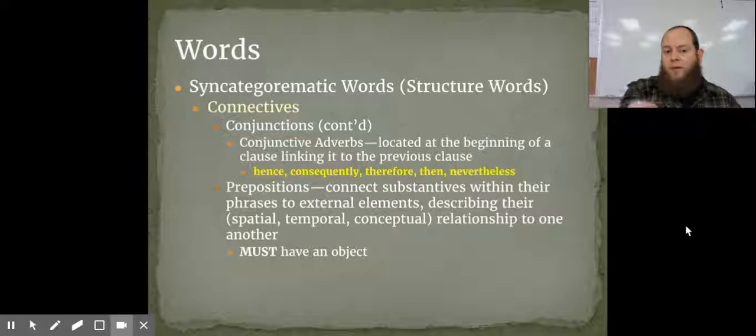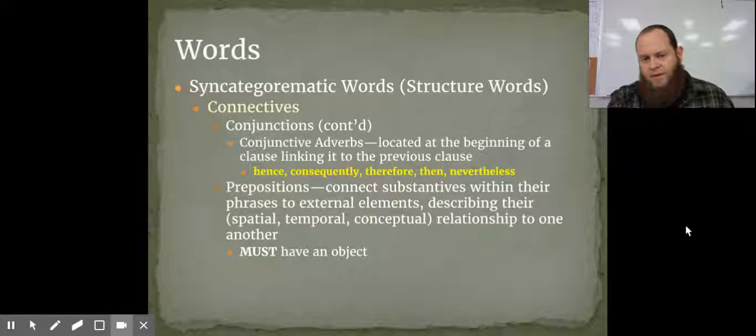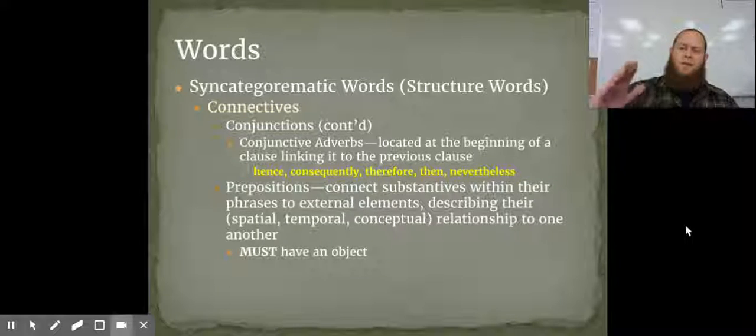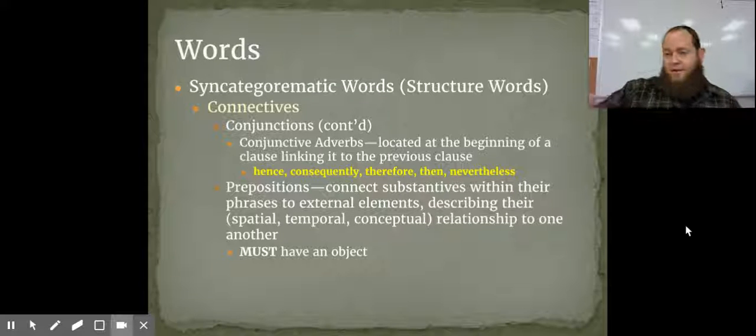Okay, so if you look here at the examples that I have of conjunctive adverbs, you can see how there's a bit of a sense of giving more information about maybe when it happened or why it happened, consequently, something like that. Okay? But it also connects the clause.